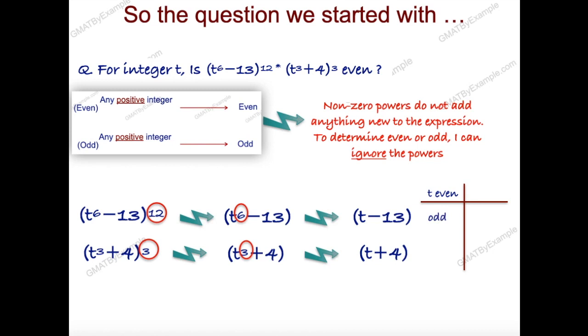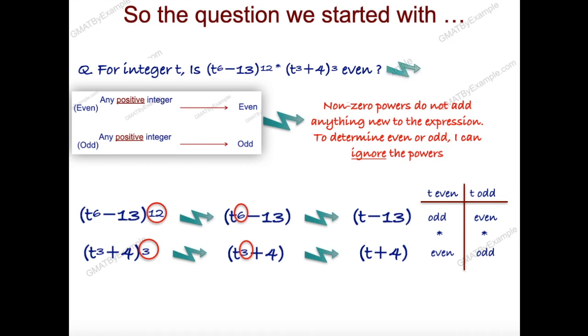So if t is even, even minus odd, t minus 13 will be odd. And since t is even, t plus 4, even plus even, will be even. And we have to find the product of these two. So since one of the terms is even, the eventual product will be even. Similarly, if t is odd, t minus 13 will be even, and t plus 4 will be odd. Again, one of them is still even, so the product will be even.